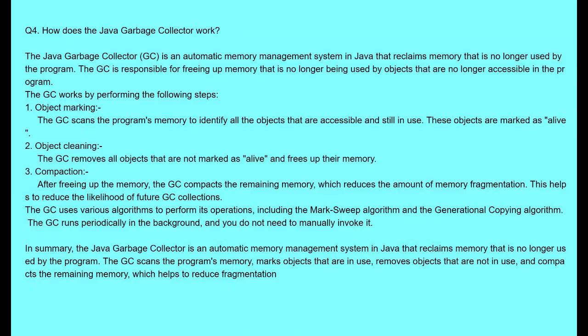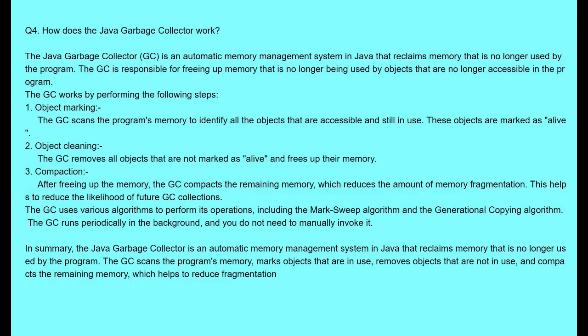The GC works by performing the following steps. Step 1. Object marking. The GC scans the program's memory to identify all the objects that are accessible and still in use. These objects are marked as alive. Step 2. Object cleaning. The GC removes all objects that are not marked as alive and frees up their memory.